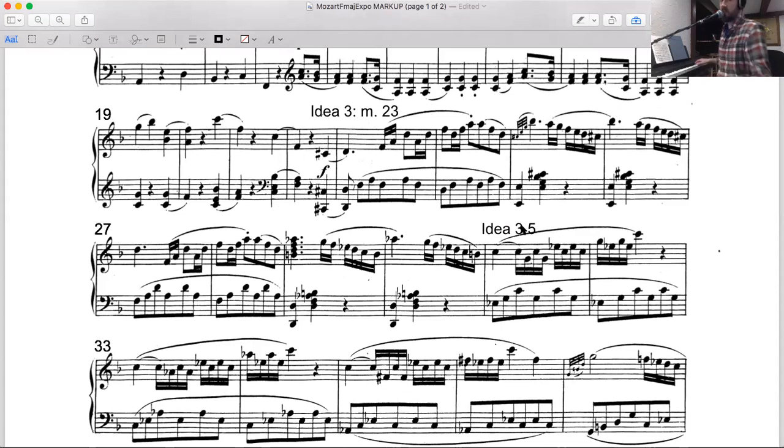It just has a very different sort of contour to it. Idea 3.5 is measure 31. Oops. What am I doing here? I ask that question all the time. What am I doing here? Right? Idea 3.5 and measure 31. Okay, that's there. I mean, wow.